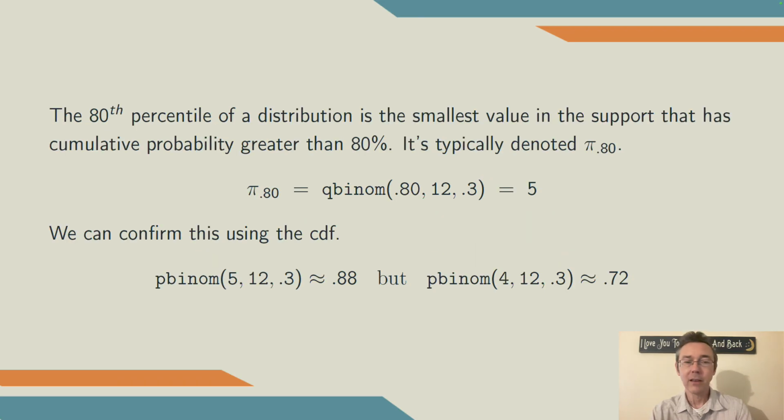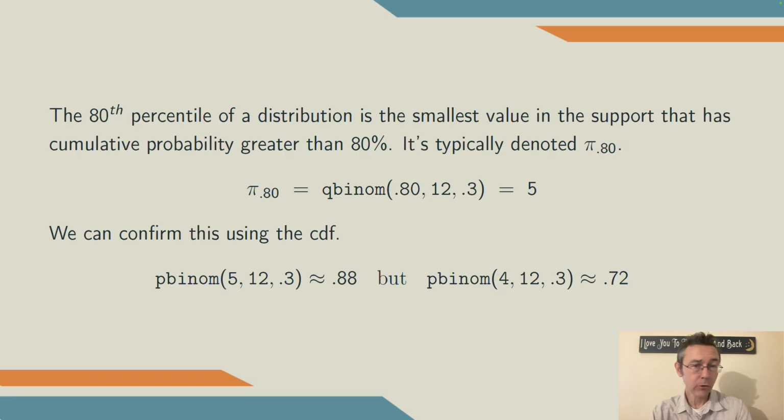Next, let's find the 80th percentile in this distribution. And that means the smallest value in the support, so we're going to need one of those integers, that has cumulative probability greater than 80%. And the notation for that is π sub 0.80. We do this with a qbinom, which is the inverse CDF. We feed it the percentage of interest as a decimal, so 0.80, and then the same parameters in the same order. We get back the number 5.